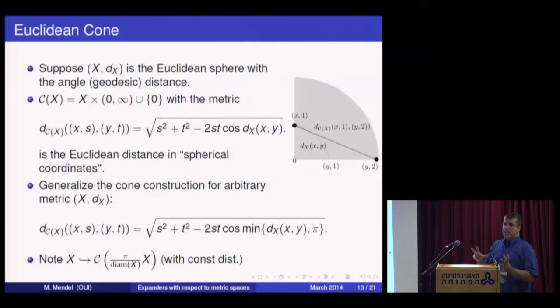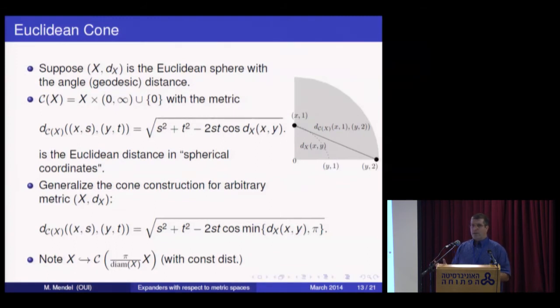We're going to embed the metric of the random regular graph in a two-dimensional metric space called the Euclidean cone. So what is the Euclidean cone? The easiest way to introduce it is to think of the Euclidean cone of the sphere. It's a way to get the Euclidean space out of the Euclidean sphere.